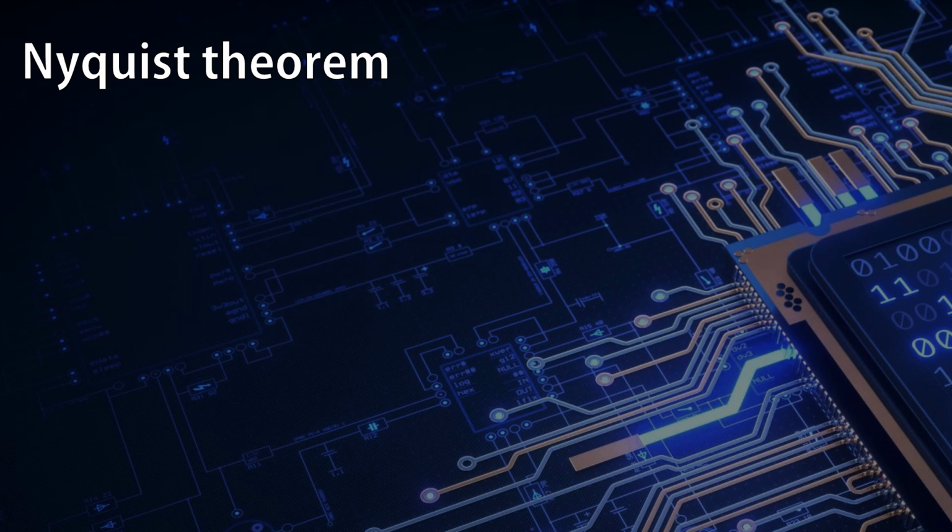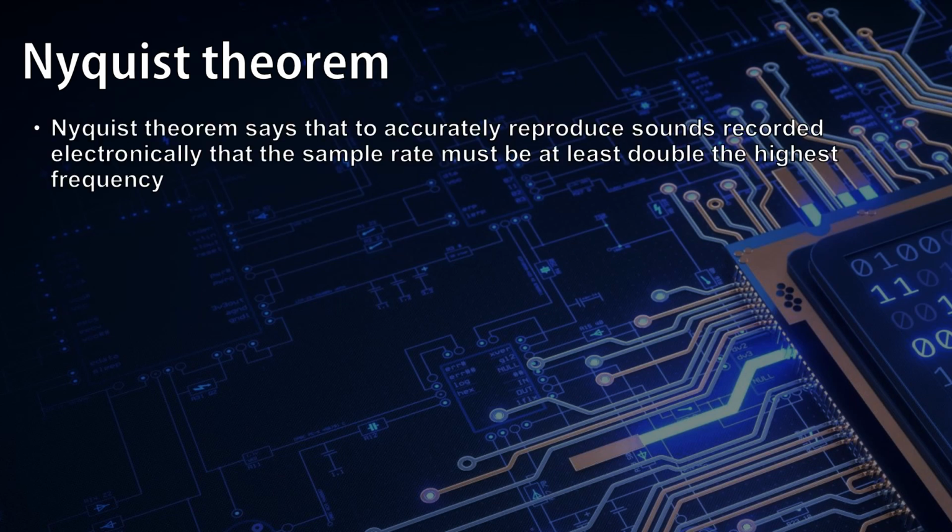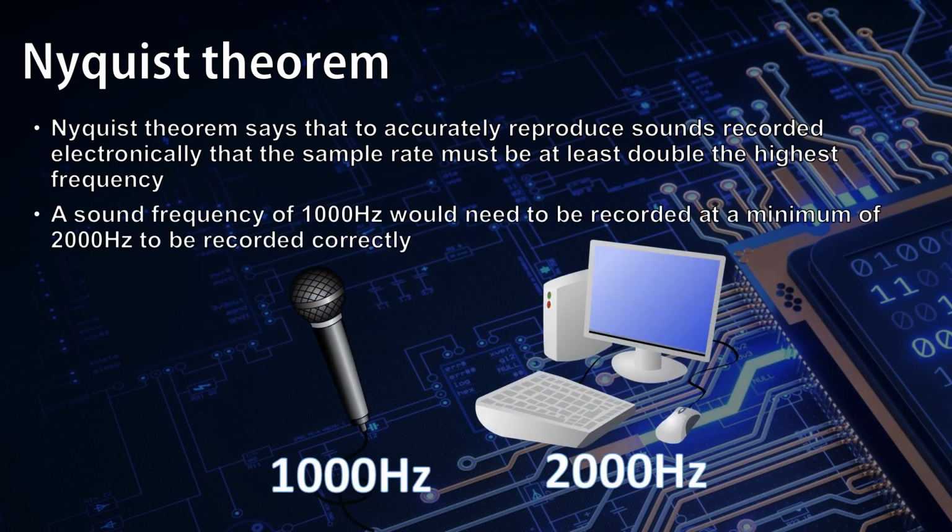Nyquist theorem states that to accurately reproduce sounds recorded electronically, the sample rate must be at least double the highest frequency of the original sound being recorded. This means a sound with a maximum frequency of 1000 Hz would need to be recorded at a minimum of 2000 Hz in order to be recorded correctly.